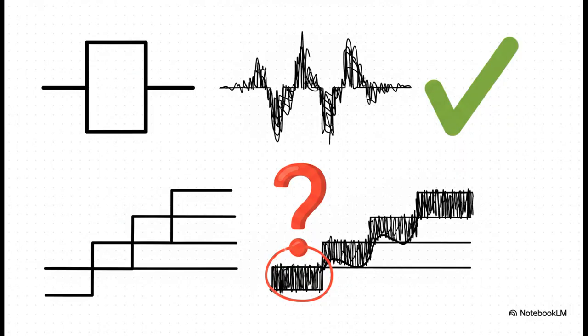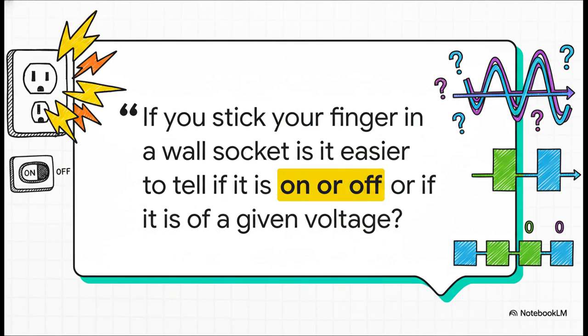See, in electronics, signals aren't perfect. They get weaker, they run into interference, they're affected by heat. In a simple on-off system, even if that on signal gets a little weaker, it's still clearly on. But in a system with 10 levels, a signal for the number 3 could easily get a little weaker and be misread as a 2. And when you're doing billions of calculations a second, one tiny error would cause total chaos. An old engineering professor put it perfectly. You can instantly tell if a wall socket is on or off, but telling the exact voltage, that's way, way harder.